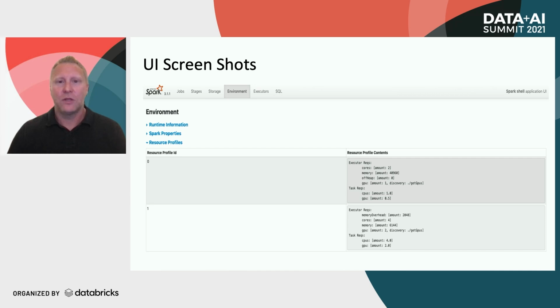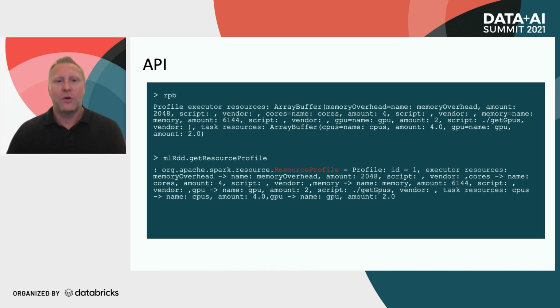And then again, if you look at the environments page, you'll see the mapping of the resource profile ID 1 to the actual resources that I requested. So some further API: if you just want to see what your builder has or what's associated with your RDD, there are APIs to do that. This top one's the resource profile builder, and it's showing you the executor and task resources associated with it. And then I had this ML RDD where you can use get resource profile, and it will show you any profile associated with an RDD. So in this case, this is profile ID 1, and then it has all the associated resources.